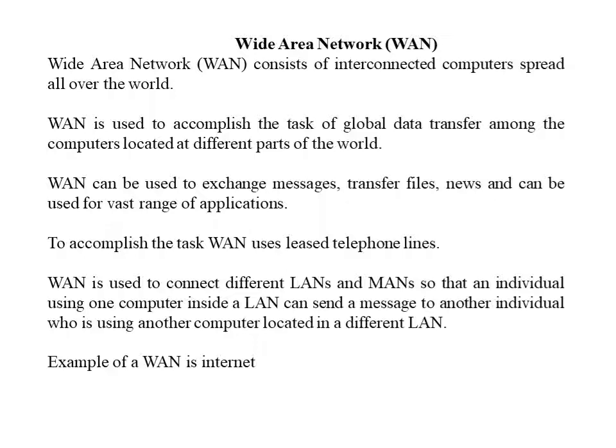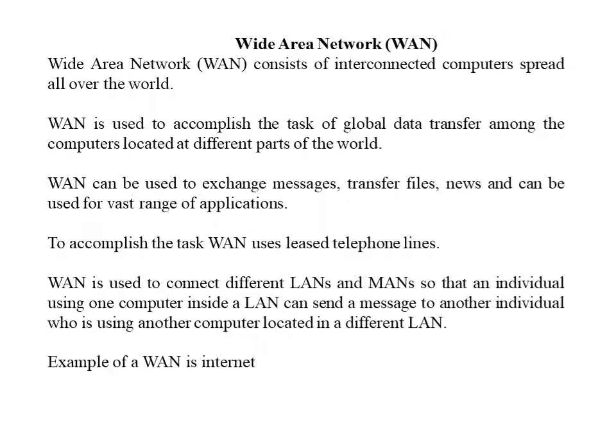Then we have wide area network. It consists of interconnected computers that are spread all over the world. The internet that you are using nowadays is an example of WAN. So WAN is used to accomplish the task of global data transfer among the computers located at different parts of the world. WAN can be used to exchange messages, transfer files, news, and can be used for a vast range of applications. To accomplish the task, WAN uses leased telephone lines.